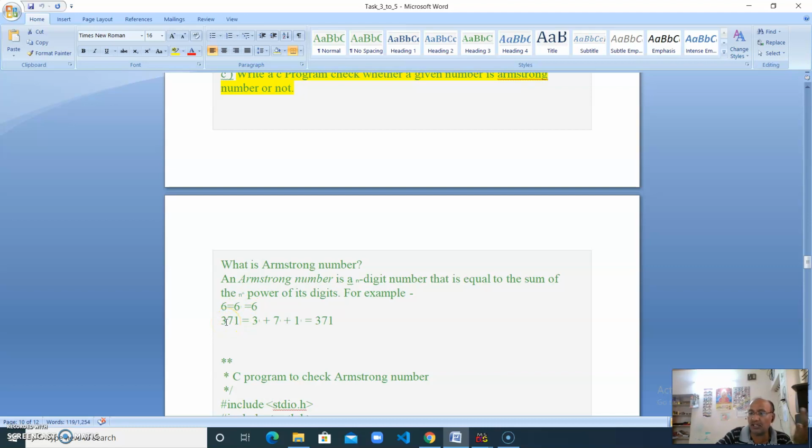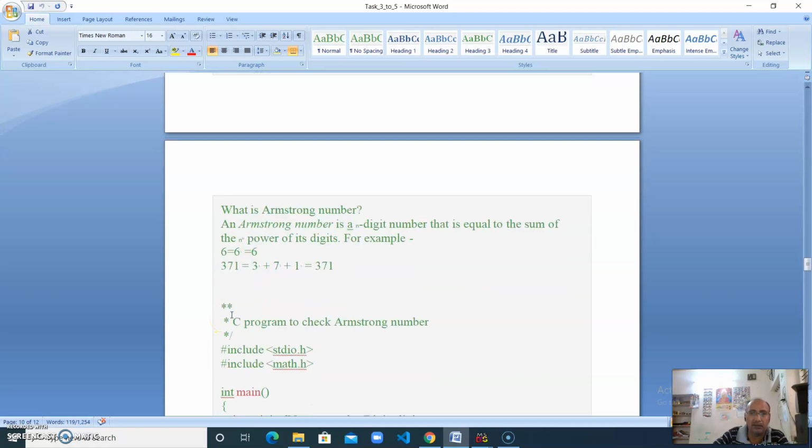371, how many digits are there? 3. 3 to the power of 3 plus 7 to the power of 3 plus 1 to the power of 3 is 371. So 371 is an Armstrong number. The power means we take the number of digits in that particular number. Okay, understood? Now, the program.